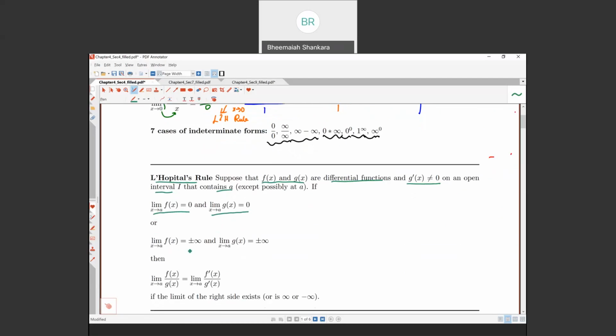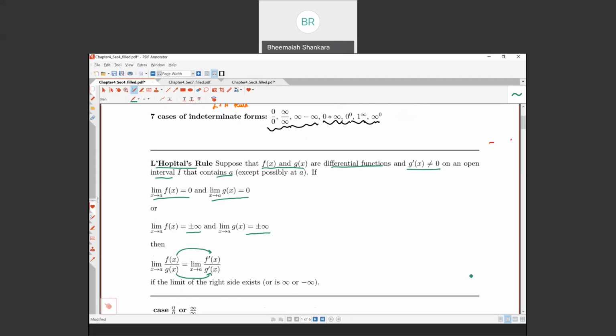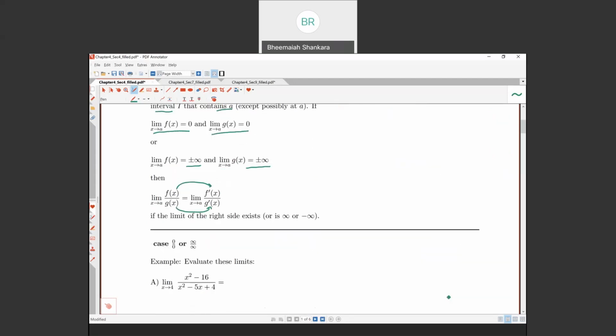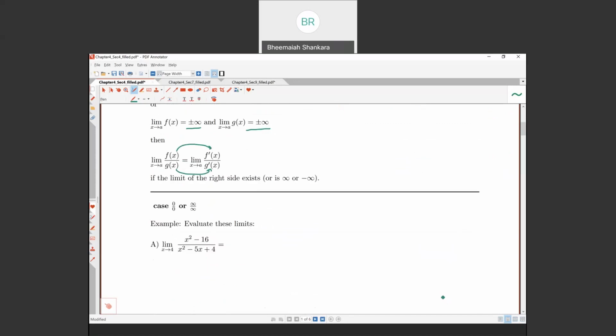or the numerator limit approaches positive or negative infinity, similarly with the denominator limit, then you say the limit of f divided by g, the given function, is limit of x approaching a, derive the numerator f prime, derive the denominator g prime. So if the limit of the right hand side exists, or is like infinity or negative infinity. Case 1, 0 over 0 or infinity over infinity form.